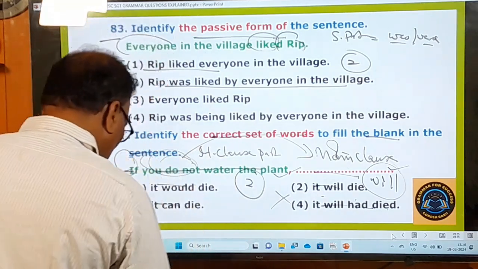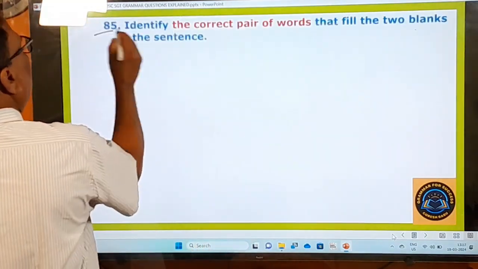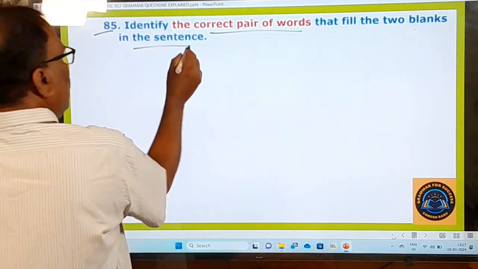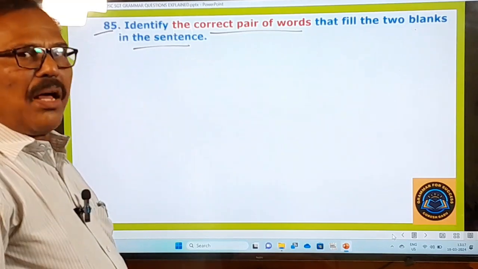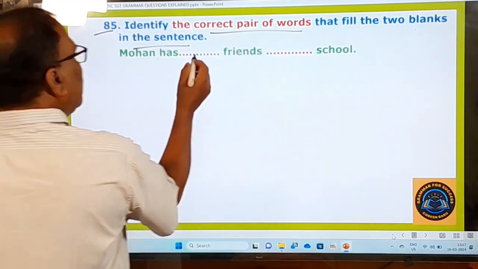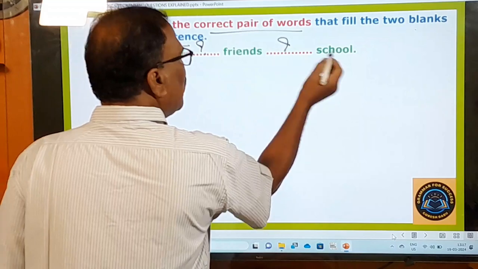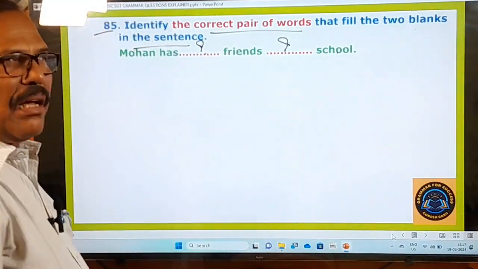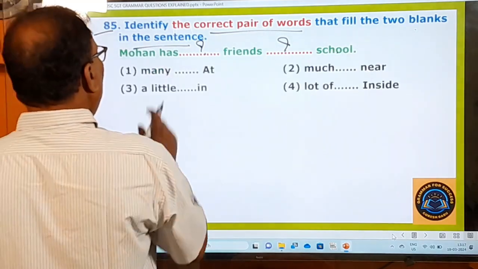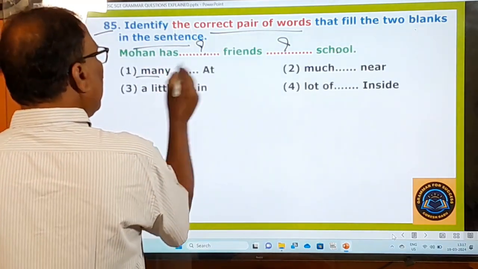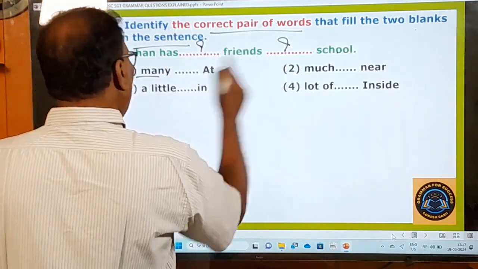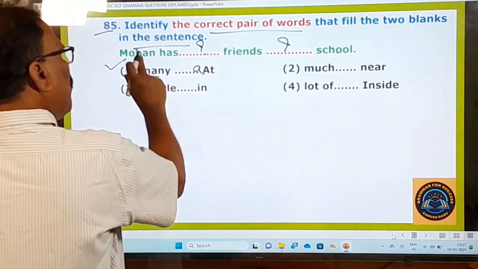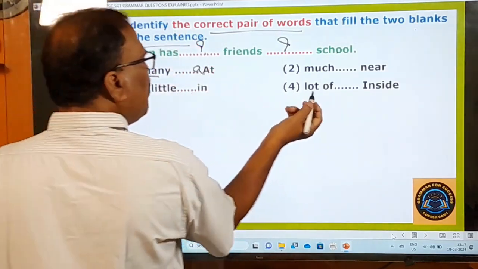Okay, now let's move on to other questions. 85th question. Identify the correct pair of words that can fill the two blanks in the sentence. Again, it's a question all about filling the blanks. Mohan has dash friends dash school. So two blanks are given. What to be used in these two blanks? Now let us look at the options and choose the right answer. Mohan has many friends at school. The very first one is the right one. Many friends at school. You have to say Mohan has many friends at school, and you cannot say much near.